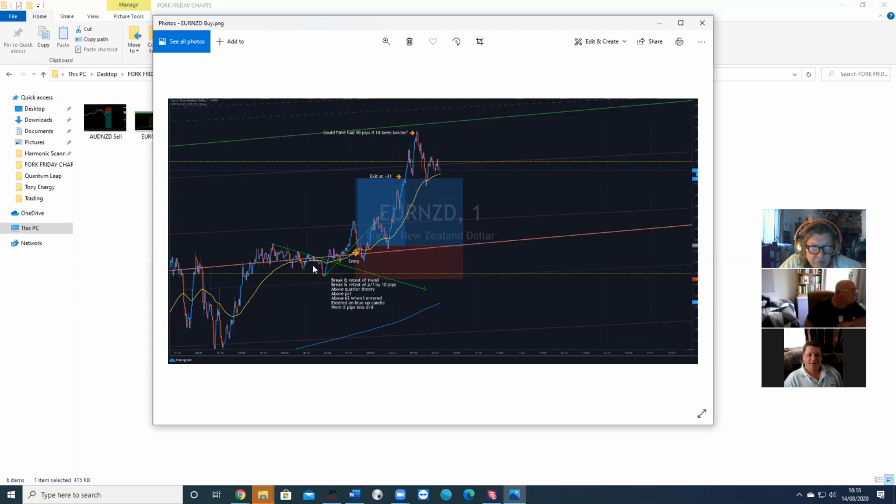Break and retest of pitchfork by 10 pips. There's their pitchfork going up here. So very nice break and a retest. I've got a keen eye on that. It's above quarter theory, which is this line here. Correct. Brilliant. You can see the rejection there of the quarter theory. Above the 62 when they entered.